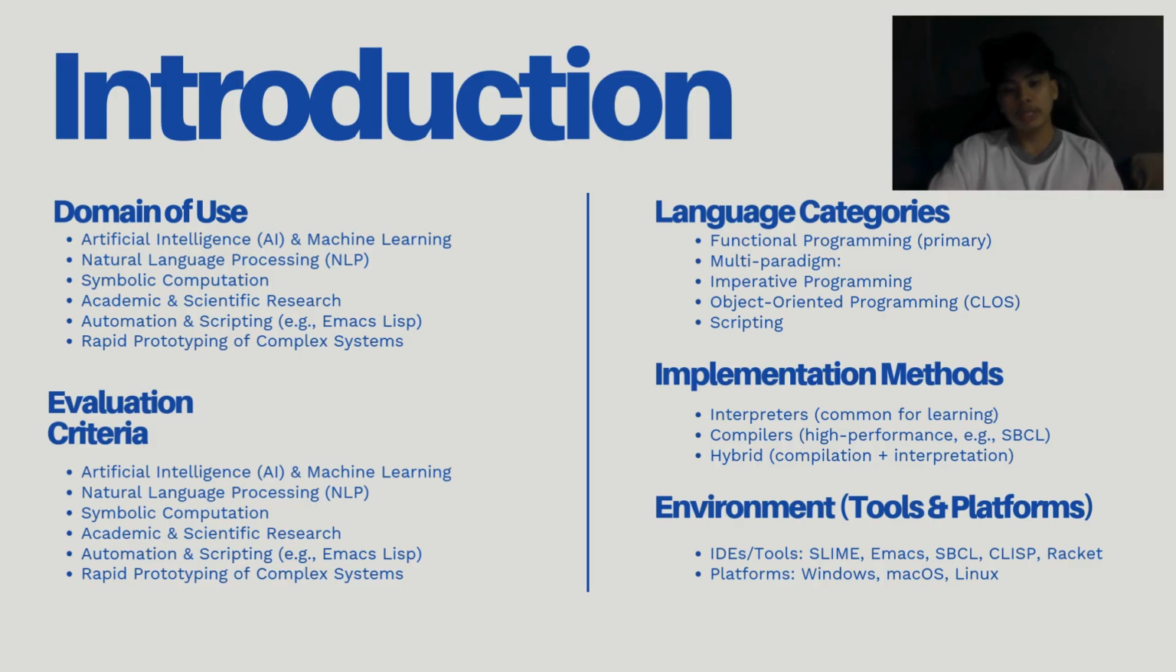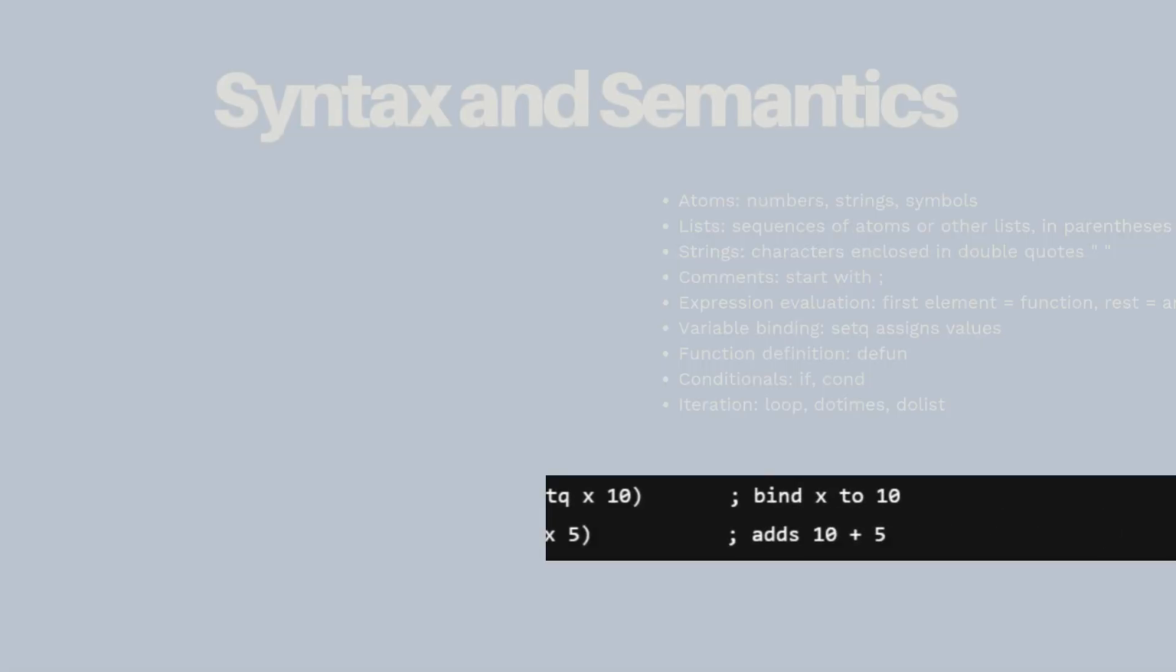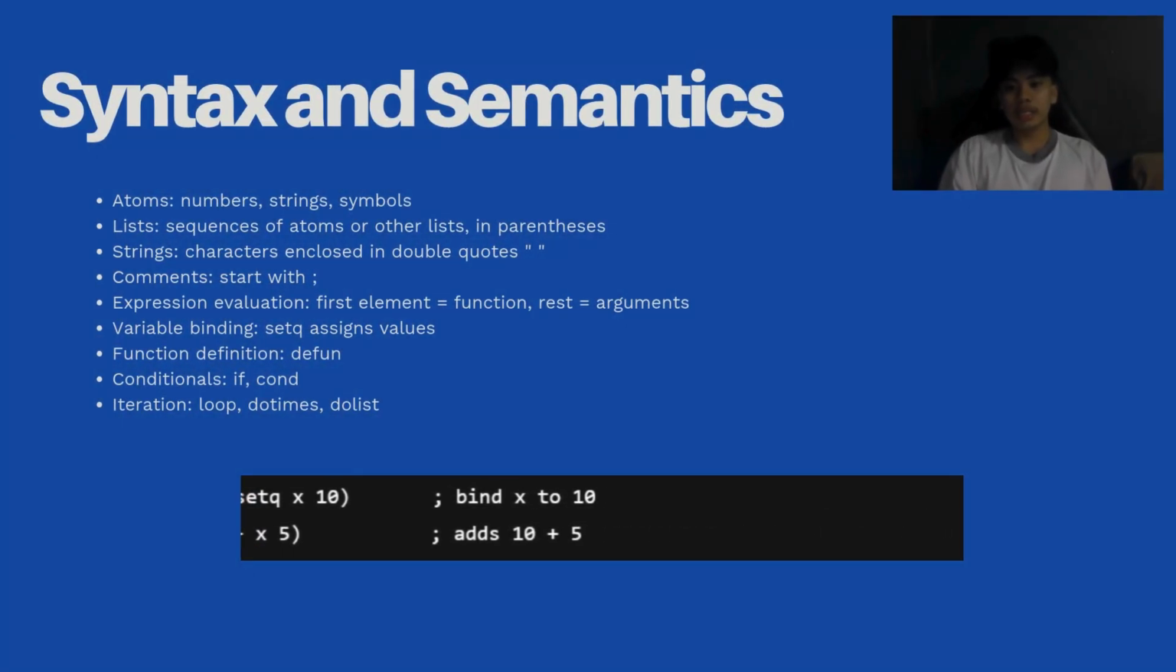In categories, it is functional programming, and also supports imperative, object-oriented, and scripting. For implementation, it can be interpreted, compiled, or use a hybrid method. In the environment, it has tools like SLIME, Emacs, SBCL, CLISP, or Racket. And it also works on Windows, macOS, and Linux. Now let's look at Lisp syntax and semantics.